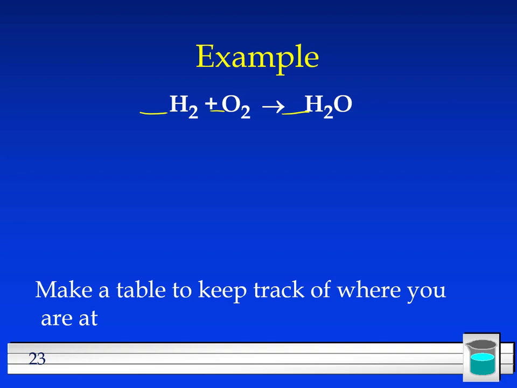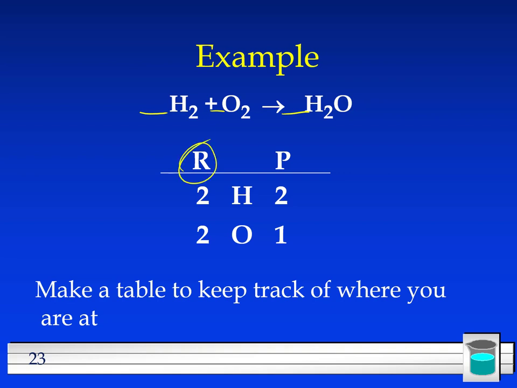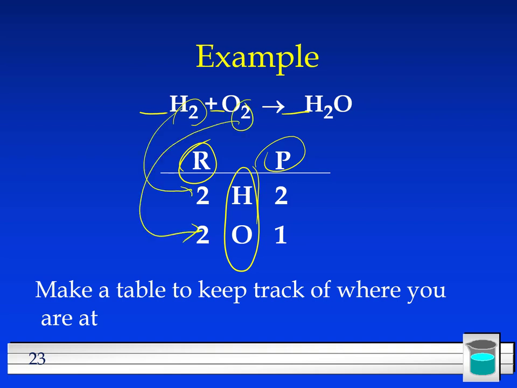Okay. Here's the technique I'm going to teach you. I like to make a table to keep track of where I'm at. And my table is really simple. There's a reactant side and a product side with every element listed down the middle. And all I did was go up here and say there are 2 hydrogens and 2 oxygens on my reactant side. There's 2 hydrogens and 1 oxygen on my product side. I'm teaching this table technique not because you need it every time, but because when it gets hard, it's nice to have a tool to use because the computer's not going to count for you.